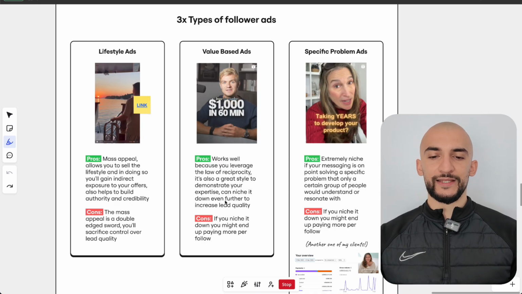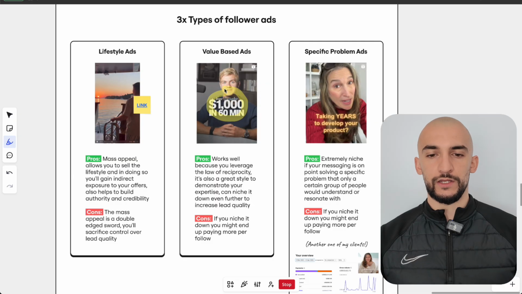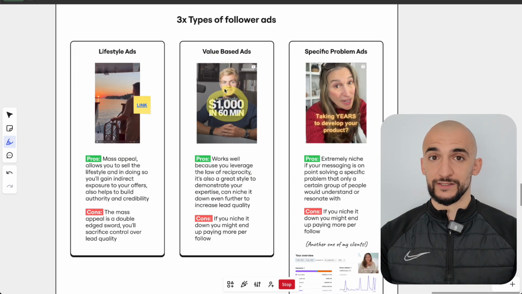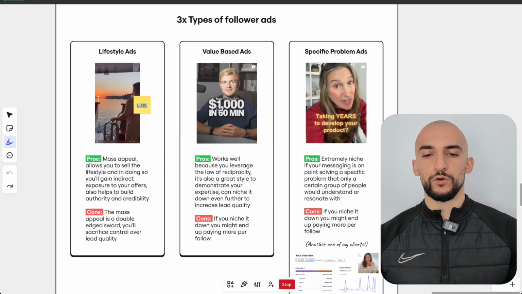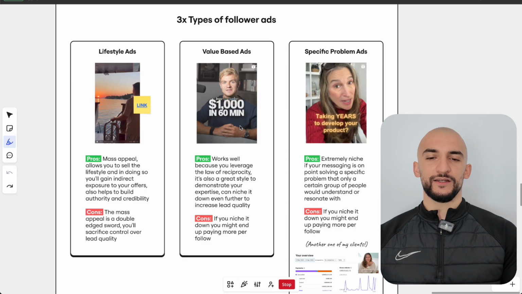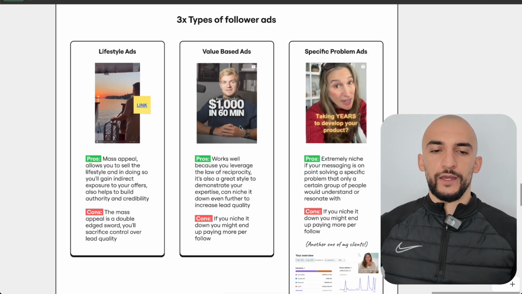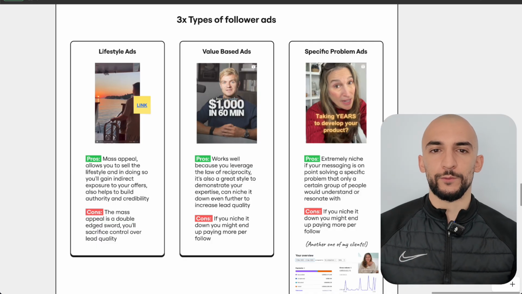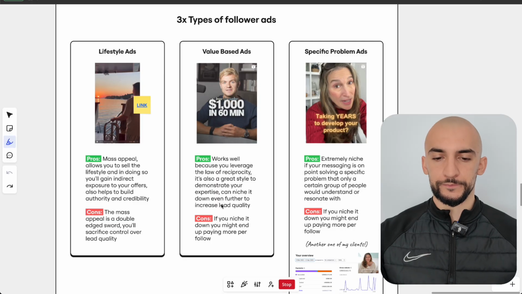And you can also niche it down even further to increase lead quality, because this title in and of itself can appeal to the masses, if you think about it. But if he put how to acquire 10 personal training clients in the next 60 minutes, obviously that's going to be niche to personal trainers, right? So you could increase your lead quality doing it that way, because anyone that follows you is going to be interested in that topic and are likely a personal trainer.